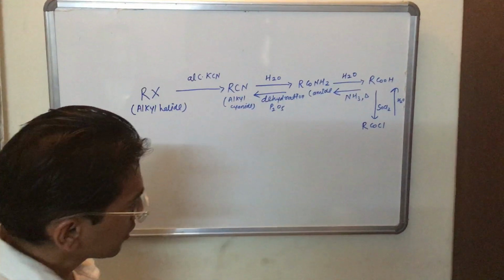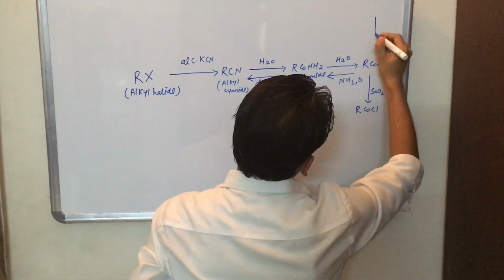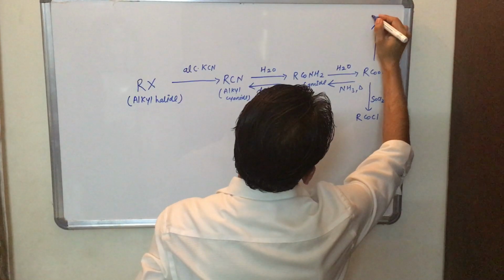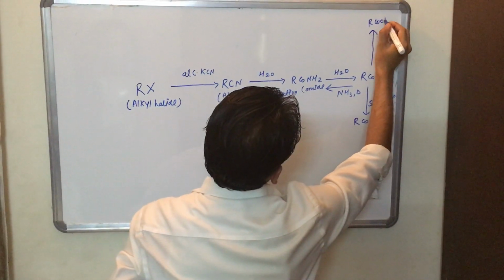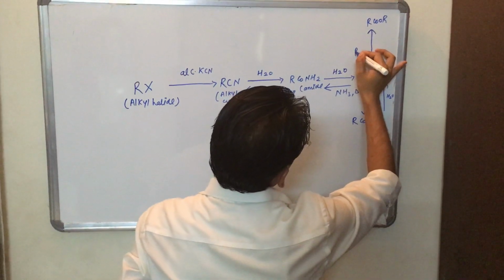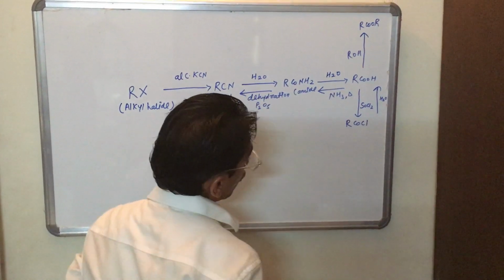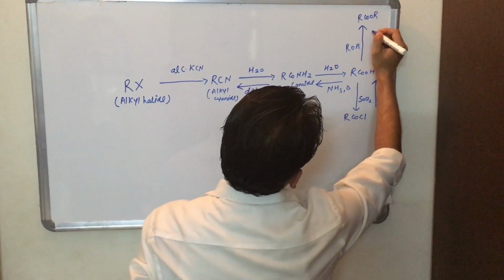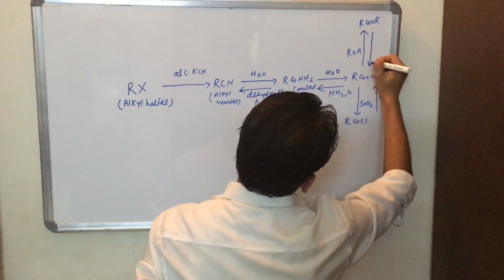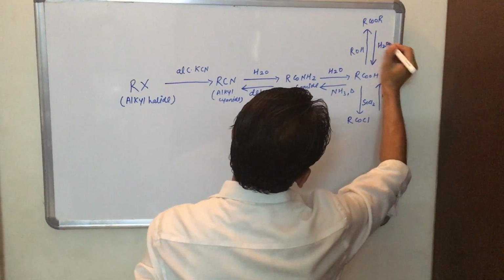Now I have a carboxylic acid and I want to obtain ester. Then I have to add alcohol, ROH. And from ester, if I want to obtain carboxylic acid, then again I have to do hydrolysis.